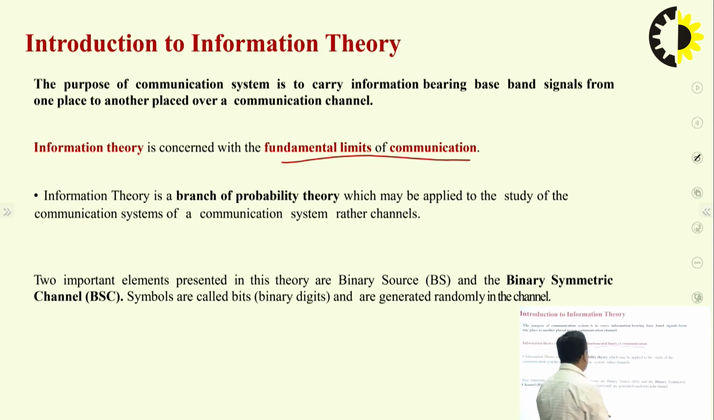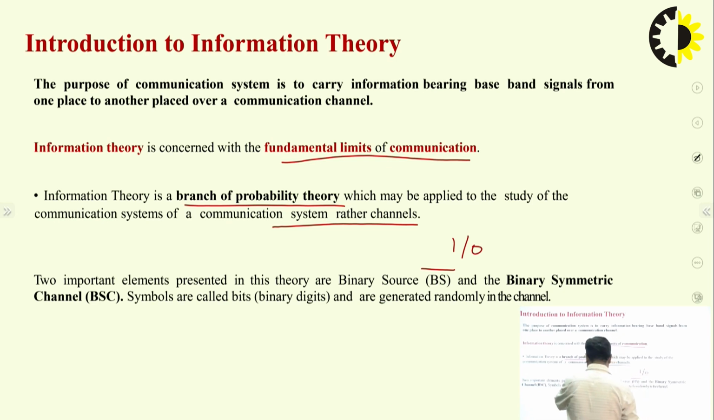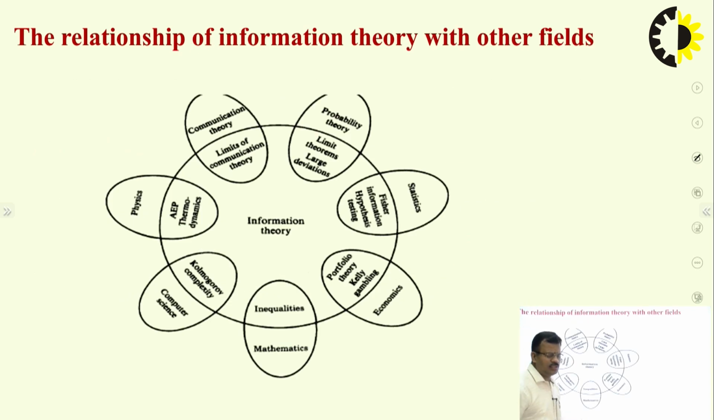Now, what is information theory? Information theory is a branch of probability theory which may be applied to the study of communication systems and channels. It is the branch of probability theory, and you are using it for digital communication. So you are transferring digital information only. So here we will use only digital channels like BSC. BSC means binary symmetric channel, or a binary source in terms of ones or zeros. So what is information theory? It is the branch of probability theory.